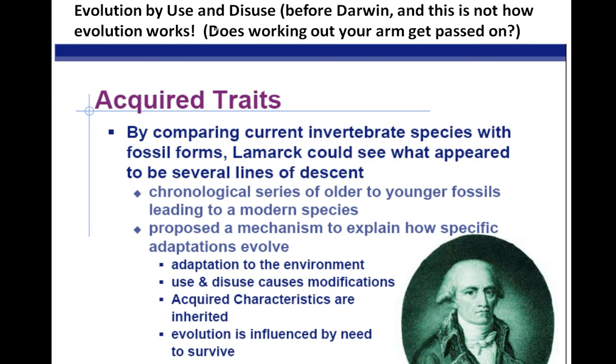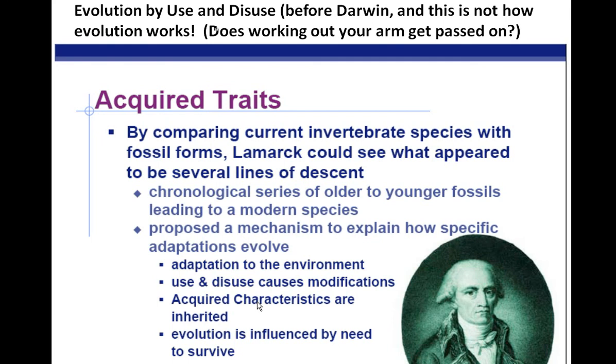Lamarck thought that things evolved or changed over time as a result of use and disuse, acquiring traits based on your environment. Now, this is not how it actually works, but at least he was thinking about how things change over time. What Lamarck would say is that if you're in an environment where you need a longer neck to reach the higher leaves on a tree, or perhaps sharper teeth if you're a tiger, or whatever animal you are that needs an adaptation, you would get it just because you need it or you require it to survive. This is not how traits actually work.